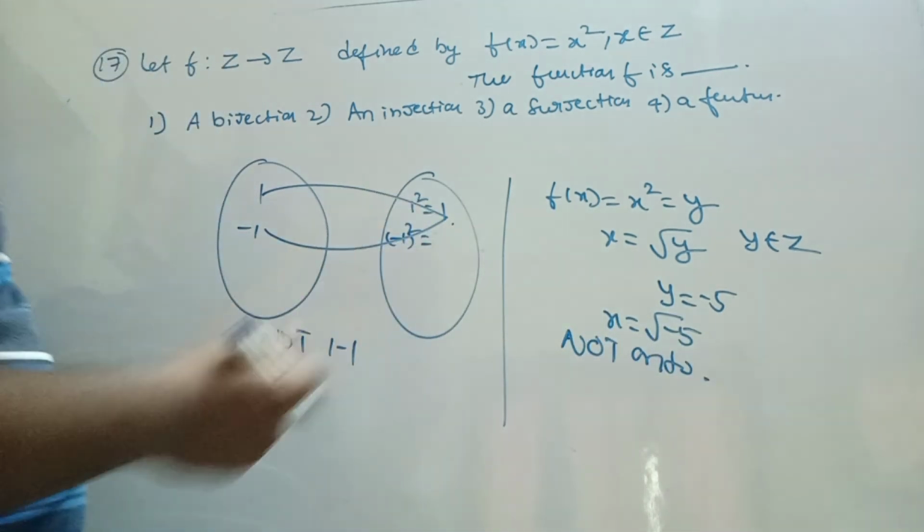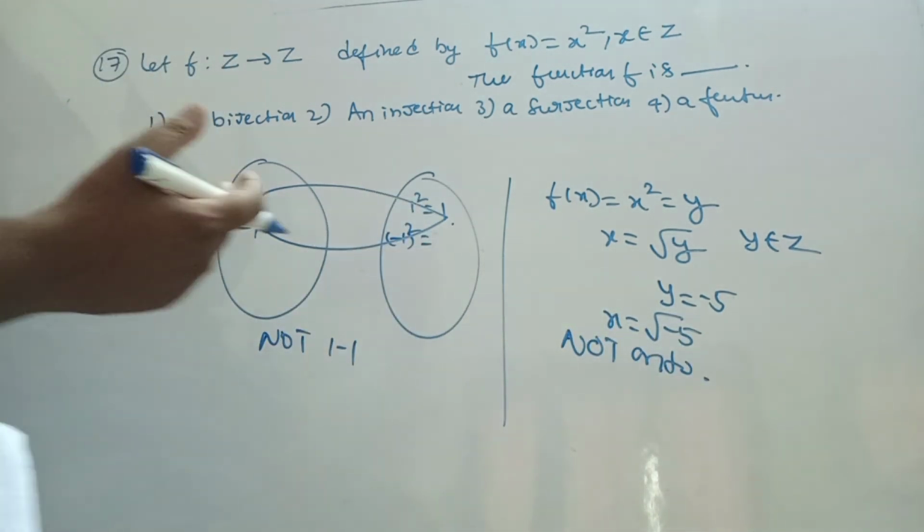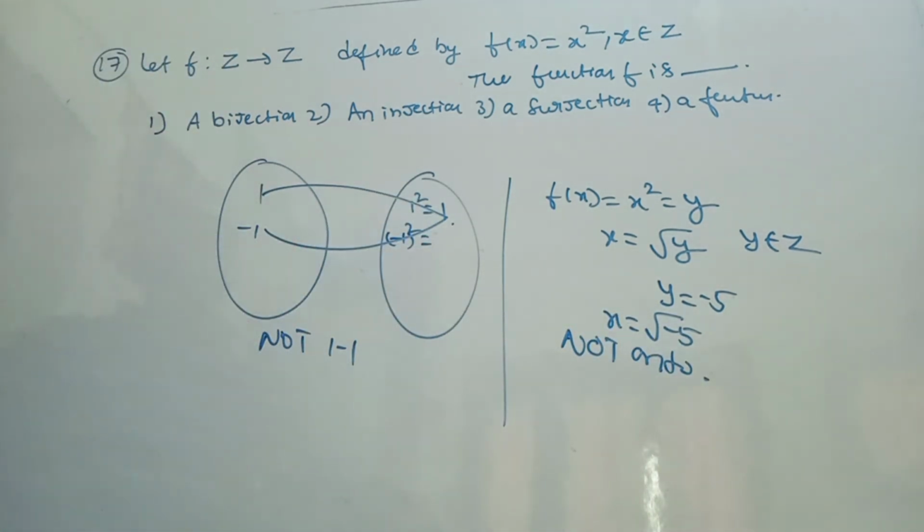Okay, and whether it is a function or not means yes. Okay, f of x is equal to x square. It is a function, right? It is a function. Therefore, the answer is that it is a function, right?